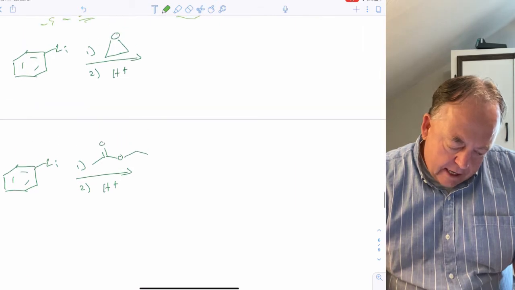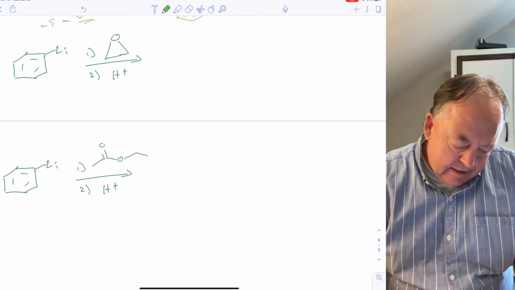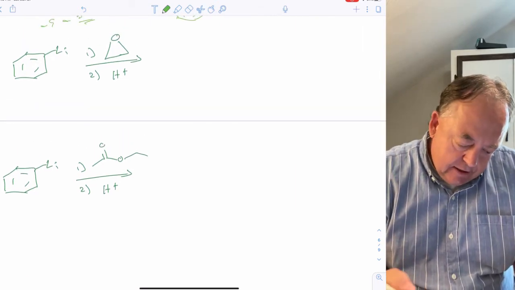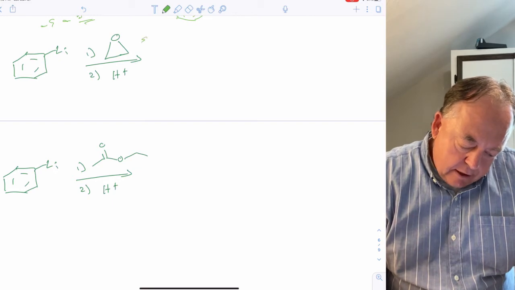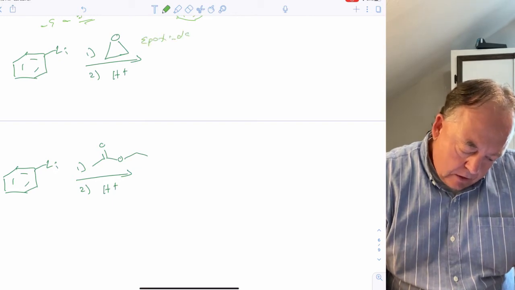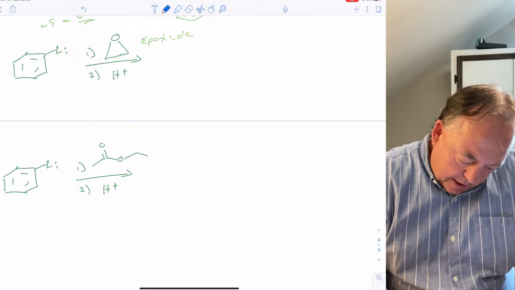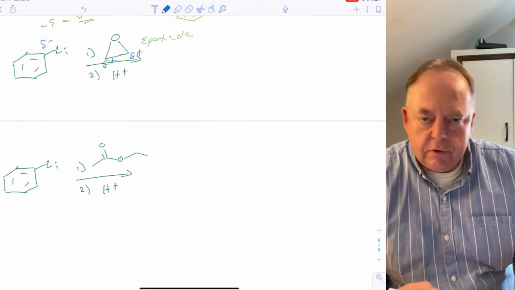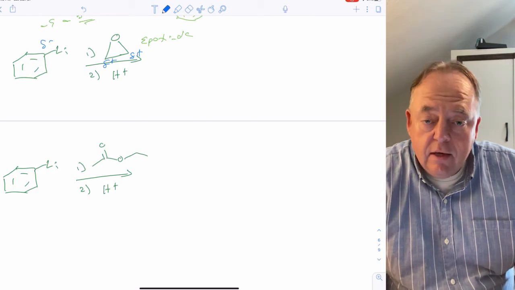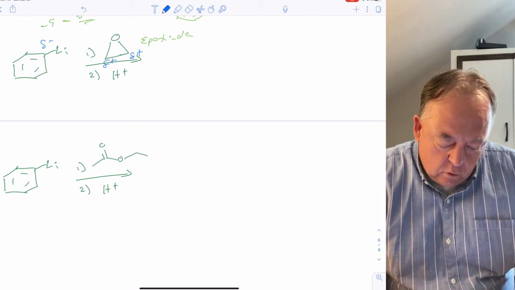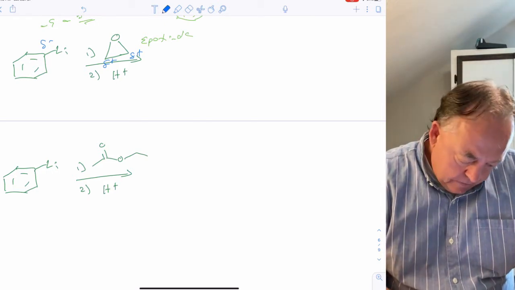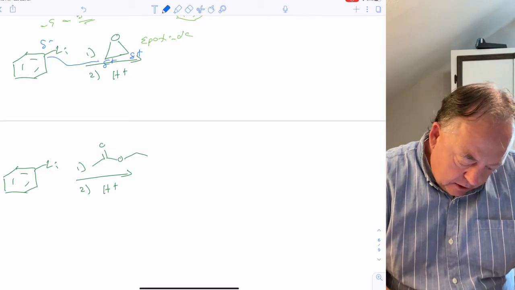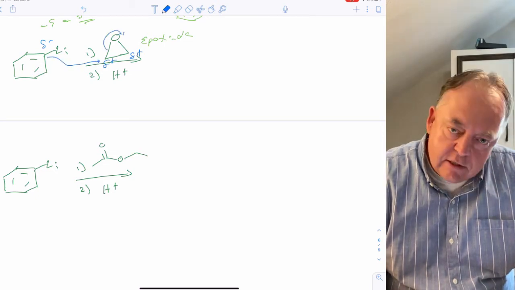Okay, so a few more reactions of Grignard reagents and organolithium reagents. If you reacted with an epoxide, well, that carbon is partial positive and that carbon is partial positive and that carbon is partial negative, so it could react with either partial positive carbon, and of course they're symmetric, so it doesn't matter which one. But that's going to react here and that's going to open up the epoxide ring.